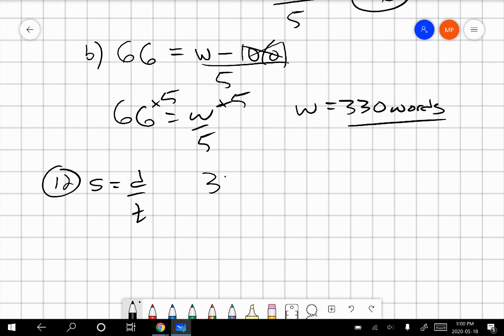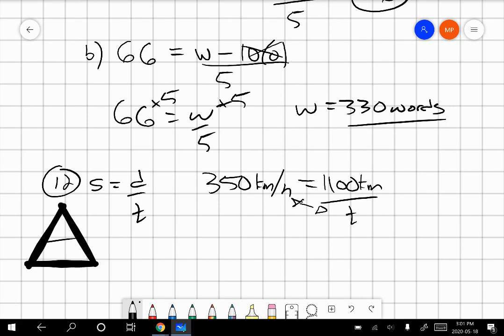So that's pretty simple. Go 350 kilometers per hour is equal to the distance, they said, is 1100 kilometers, and here's the time. So in physics, I would say just swap the distance and the time. I've even showed physics students this triangle before where it's speed, distance, time. So time equals distance over speed, and that's fine if you want to use it here.